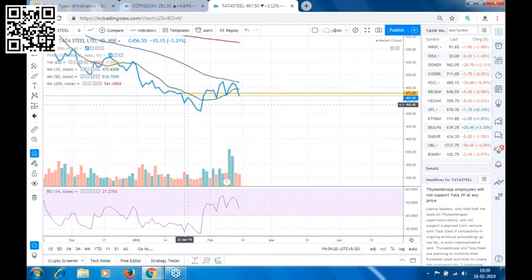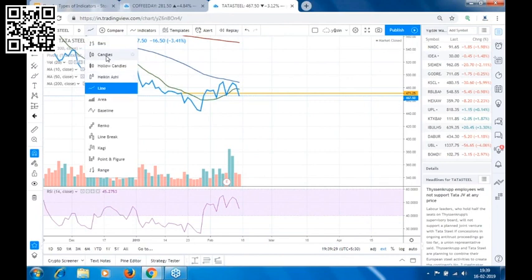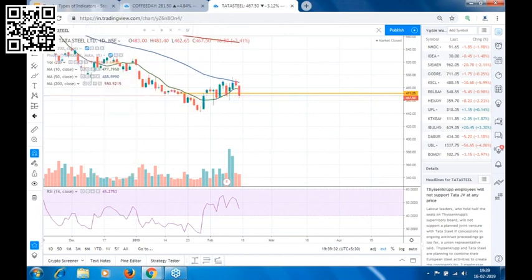RSI is 27 over here and RSI is 26 over here. See, there was a divergence in Delhi Buildcon, the one that we saw.